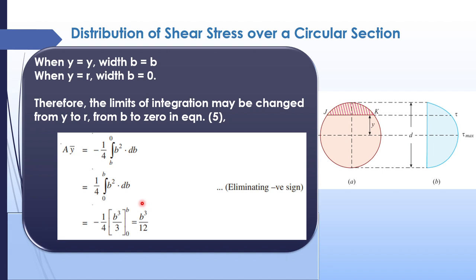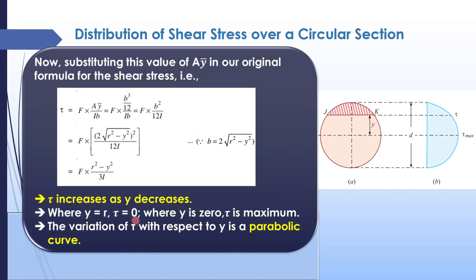What we are doing is we have to find the shear stress diagram for a circular section. For that we have to find out A y bar. A y bar is nothing but b cube by 12 for a circular section. So in our general equation, that is F into A y bar divided by I b, we are providing this value of A y bar, that is b cube divided by 12, and you will get the final answer as F into r square minus y square divided by 3I. Instead of b, we are providing 2 into root of r square minus y square. Substituting that, you will finally get this equation.